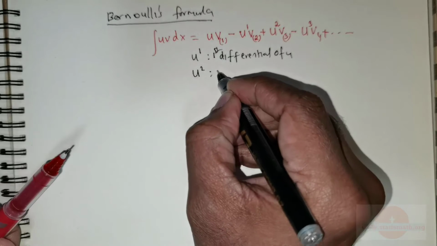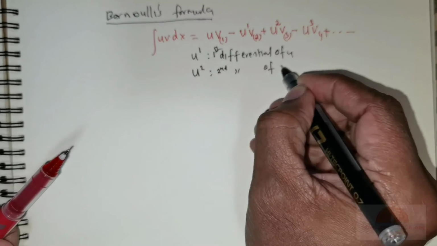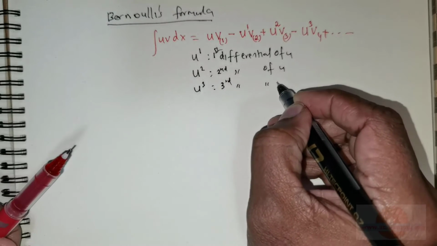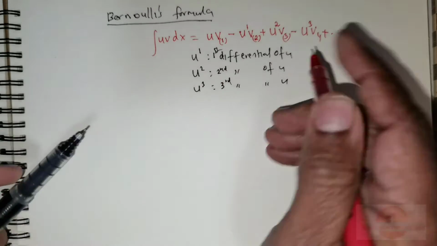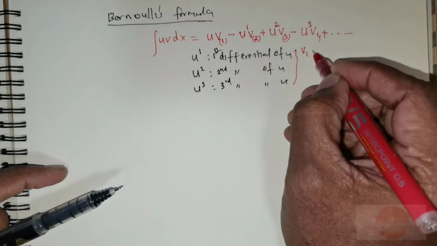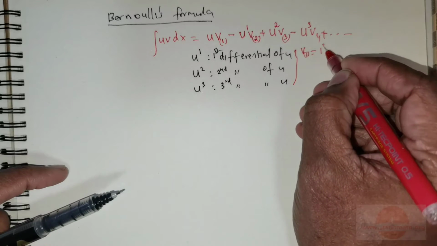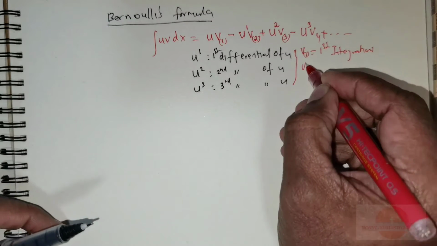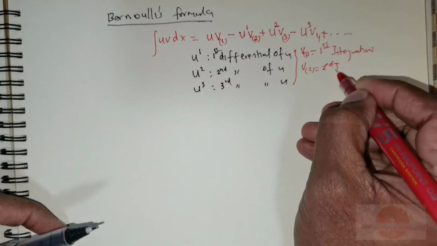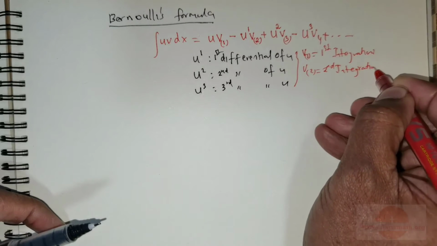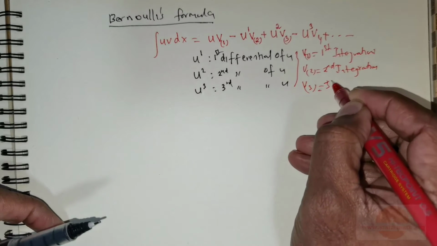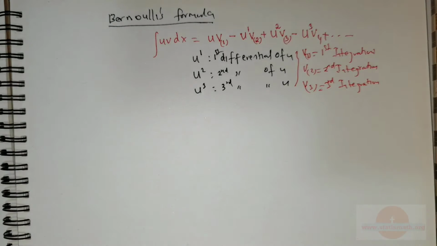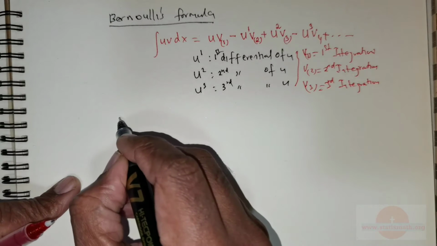Now u2 means the second differential of u. u3 means the third differential of u, and so on. Now v1 means the first integration, okay, and v2 means the second integration, and v3 means the third integration, okay, and so on and so forth. Now to reinforce this formula, let us do this question.